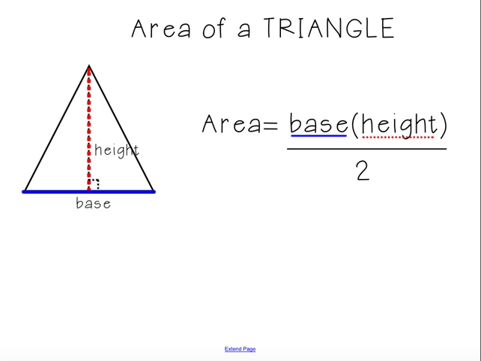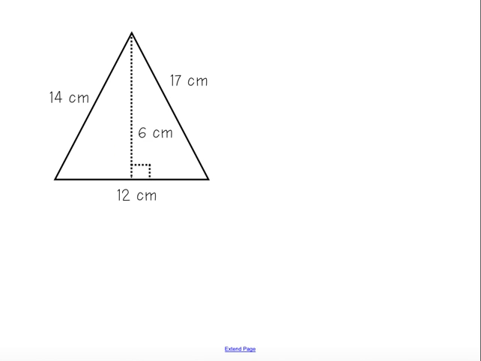Alright, next we have area of a triangle, and this one's slightly different. We need to do base times height and then divide that answer by 2. Bottom is the base. Height, again, is going to be straight up and down. Make sure you don't take either of those slant heights. So our example here, we have a triangle with the side lengths 14, 17, and 12 and a height of 6. Our base is what we're talking about right here, since it's running perpendicular to our height.